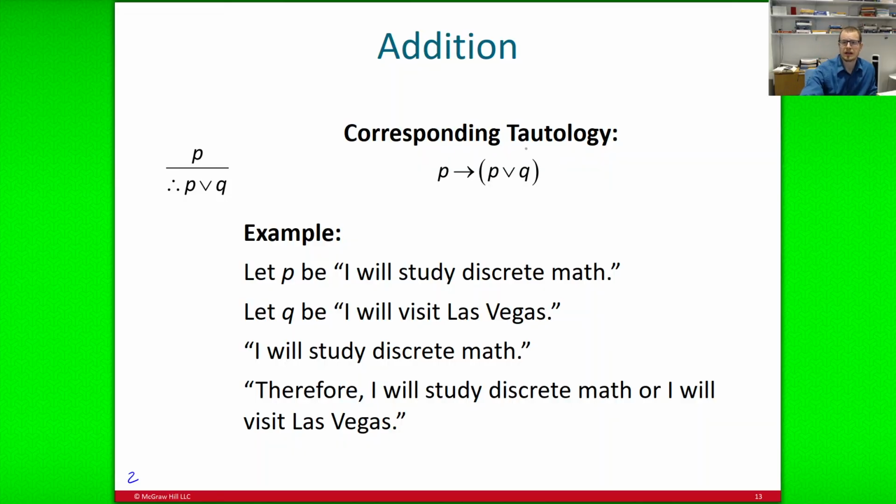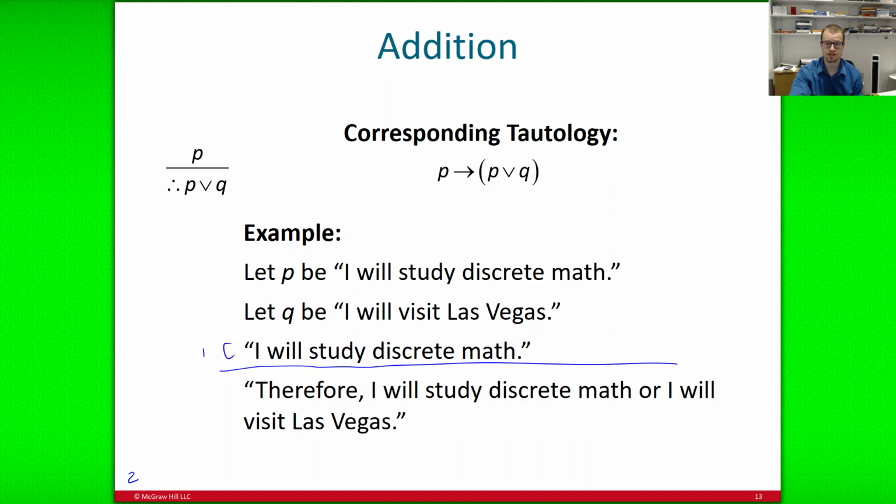Addition. So P implies P or Q. If P is true, then of course P or Q is true. That should be fairly obvious, I think. So let P be, I will study discrete math, and let Q be, I will visit Las Vegas. All right, I will study discrete math. Excellent. That's what we're doing right now. Therefore, I can certainly say that I'm either going to study discrete math or visit Las Vegas.